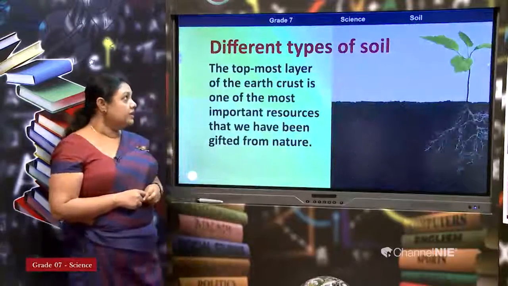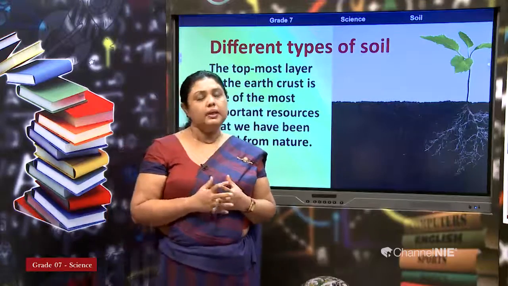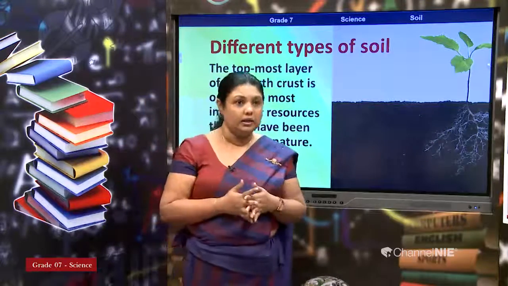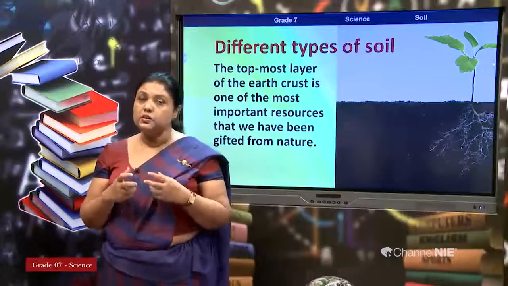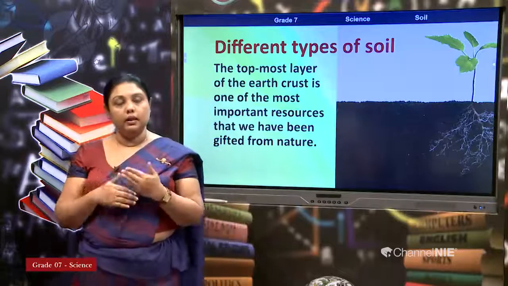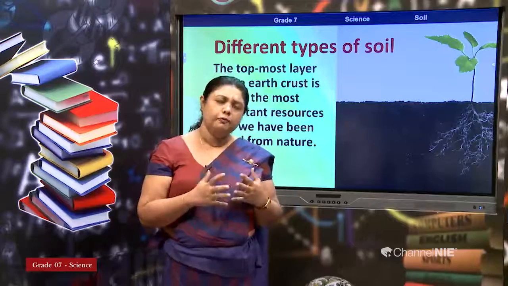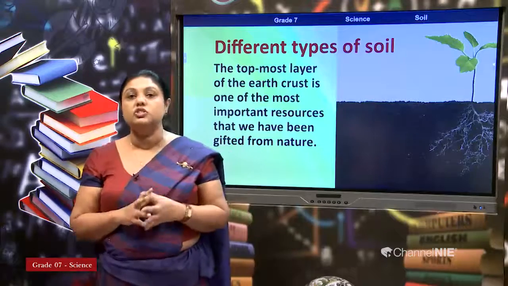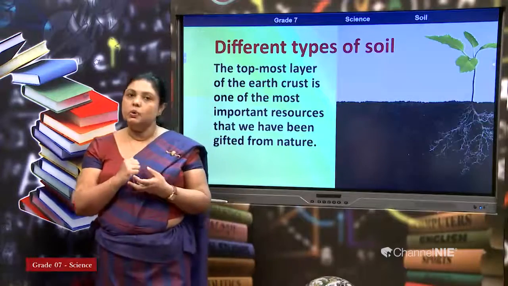At the beginning of our earth, there was no soil. Soil was formed gradually, with evolution, with climatic changes, with different conditions. This is a real small story.